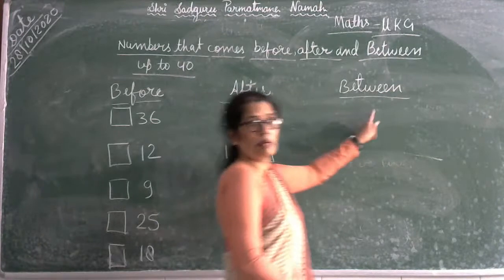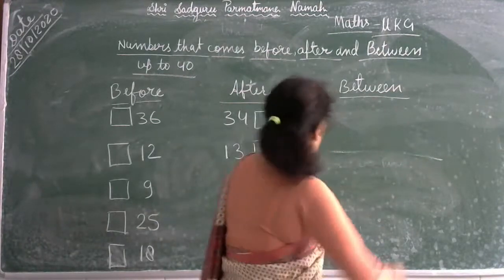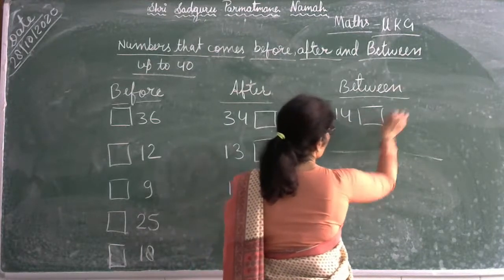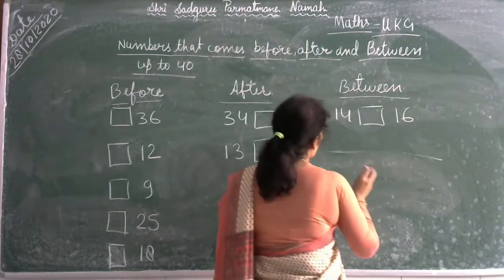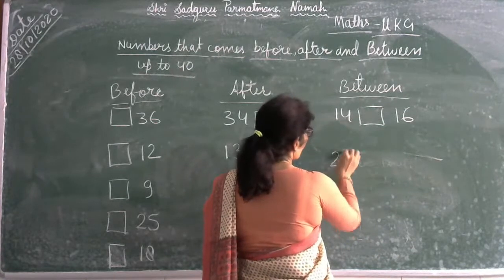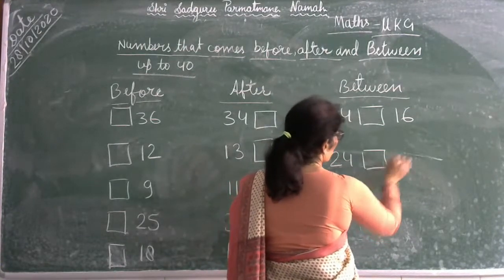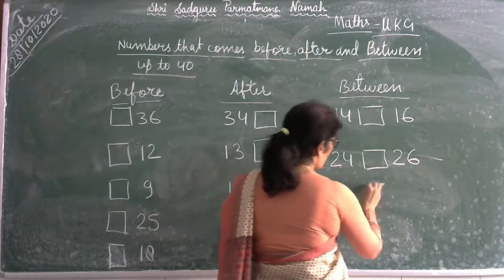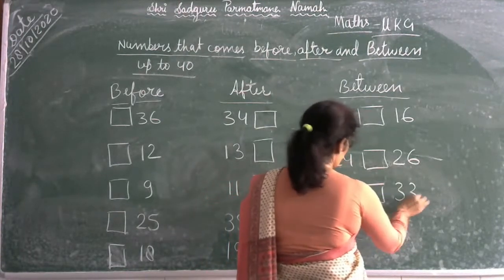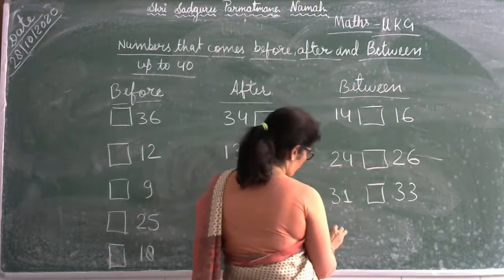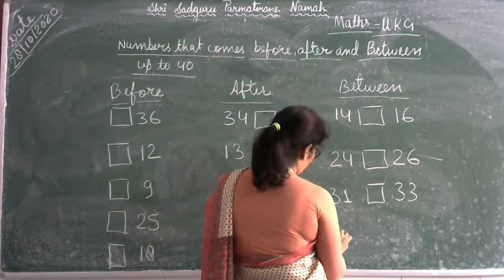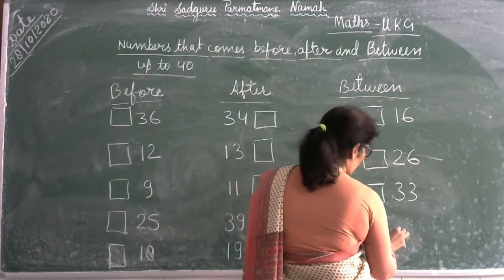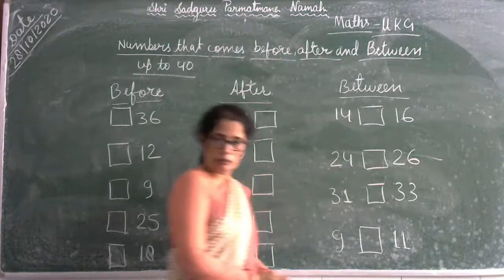Here I will make the blank between the numbers. So here 14 blank 16, 24 blank 26, 31 blank 33 and 9 blank 11. So here you can see, students.